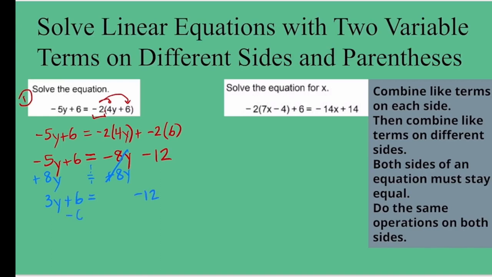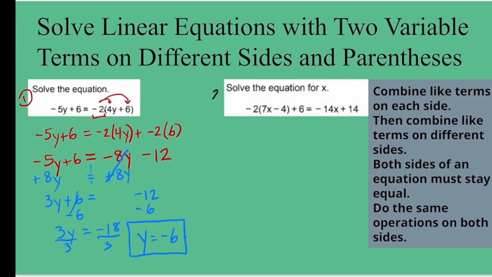I could subtract the 6, and now I have 3y is equal to -18. Divide by 3, and y is equal to -6. So there is our first solution.